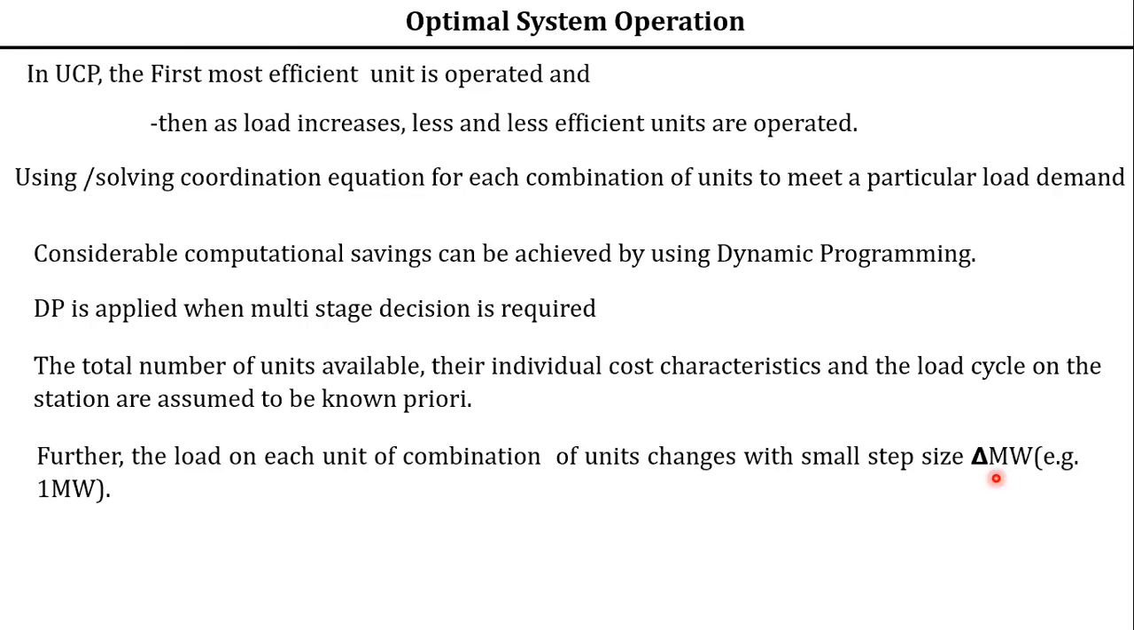So the load on each combination of units changes with a small step size. Suppose you are taking a combination of two units, so step size means 1 megawatt on unit 1, 1 megawatt on unit 2 will be varying. Okay, hope you understood. This is the thing you should know. And step size variation in load, you should consider as a step size of say 1 megawatt. It depends. But here we will assume 1 megawatt. And we will see how this dynamic program will be applied here.